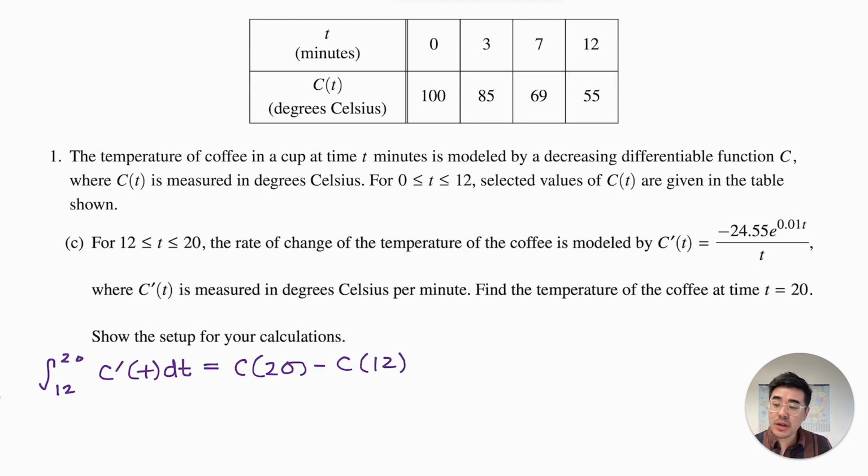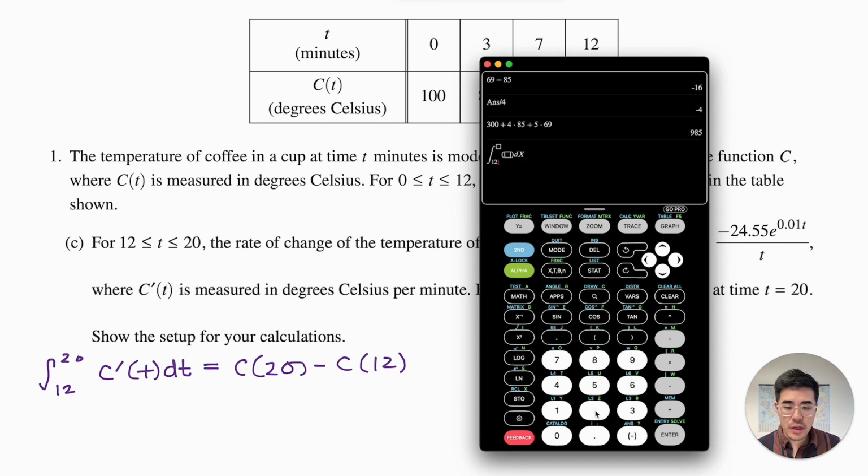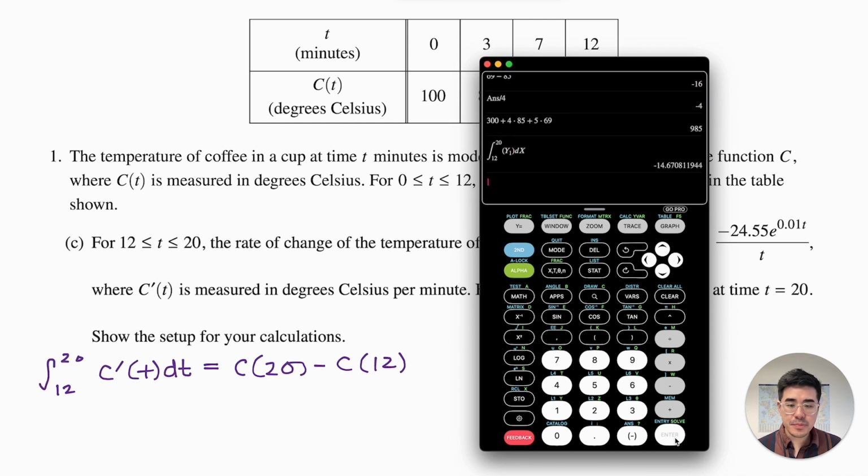So basically, we're going to find our integral, but we need to add C of 12 afterward. I've plugged the function into my y1 here, so I'm going to quit and go to math, fnInt. I'm going to integrate from 12 to 20 of the Y-Vars function, my y1 function. This gives me the value of the integral, negative 14.671.